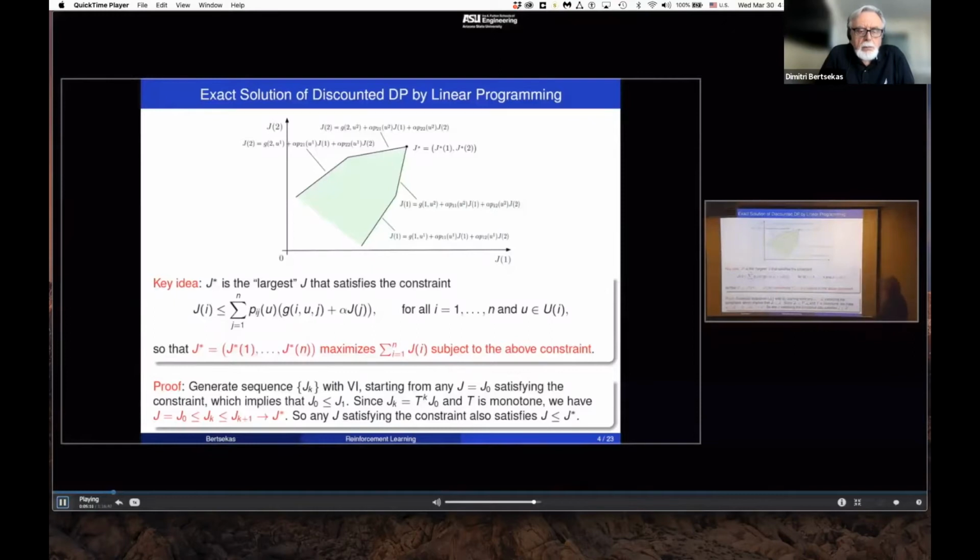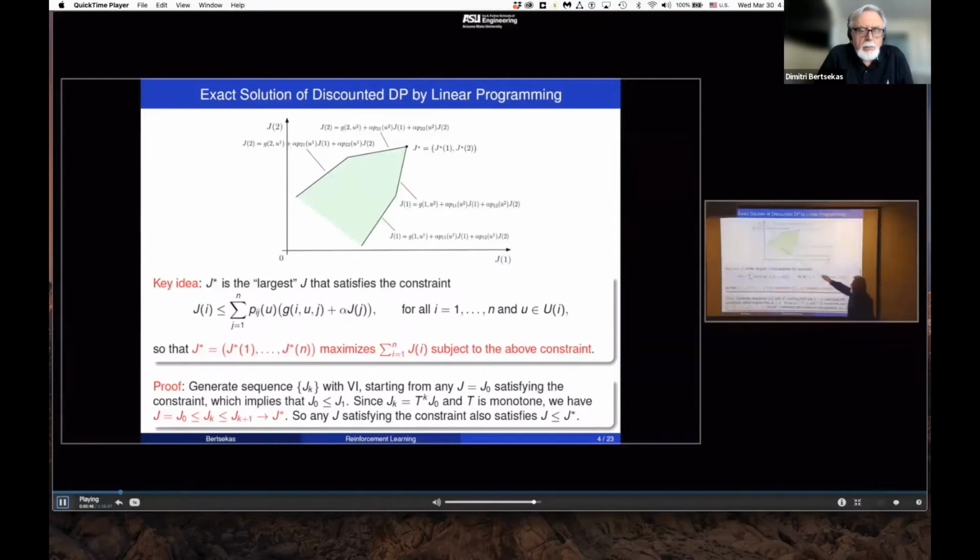Why is that? Well, if J satisfies this inequality, what does this mean? That when I apply value iteration to it, I'm going to get something bigger. So the first value iterate satisfies this inequality, okay? The typical value iterate, the kth value iterate, is k value iterations applied to J0. And because T is monotone, if the first inequality goes to the right, all of them go to the right. And we have this relation here.